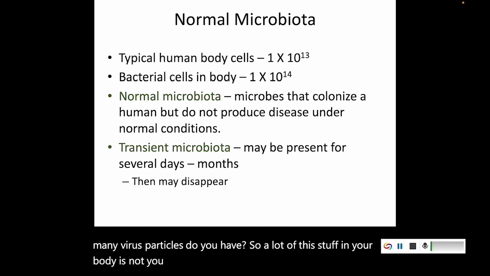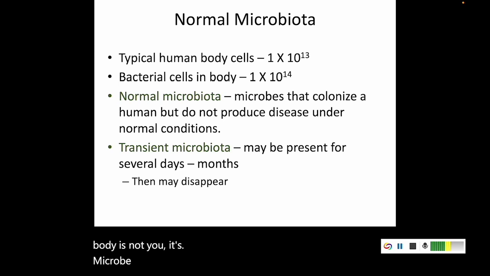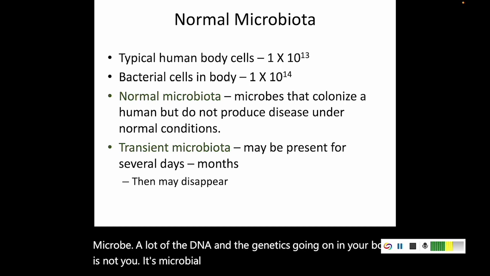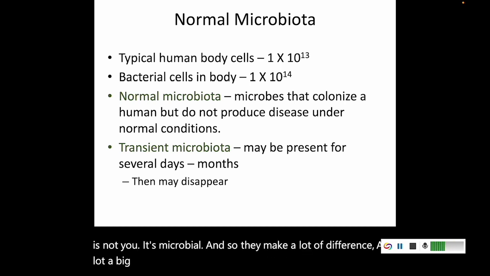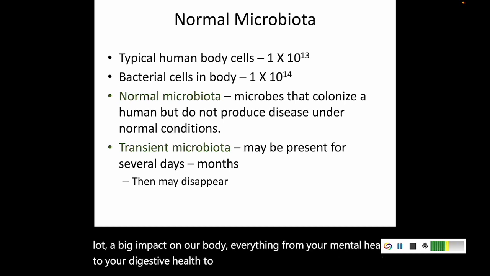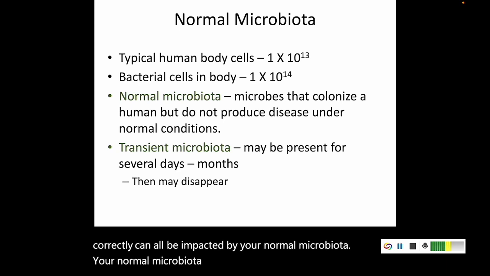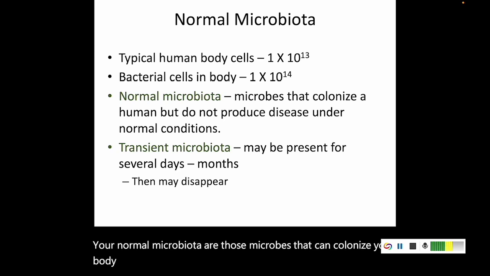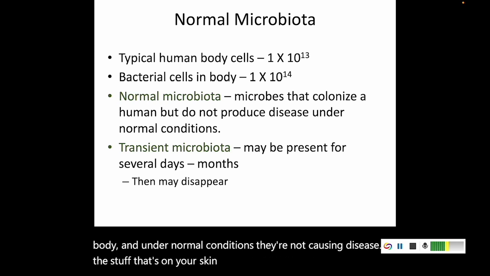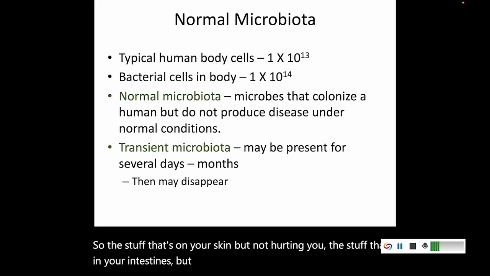So a lot of this stuff in your body is not you. It's microbe. A lot of the DNA and the genetics going on in your body is not you. It's microbial. And so they make a big impact on our body. Everything from your mental health to your digestive health to your immune system functioning correctly can all be impacted by your normal microbiota. Your normal microbiota are those microbes that can colonize your body under normal conditions. They're not causing disease. So the stuff that's on your skin but not hurting you, the stuff that's in your intestines but not hurting you, it's there, often even helping you.